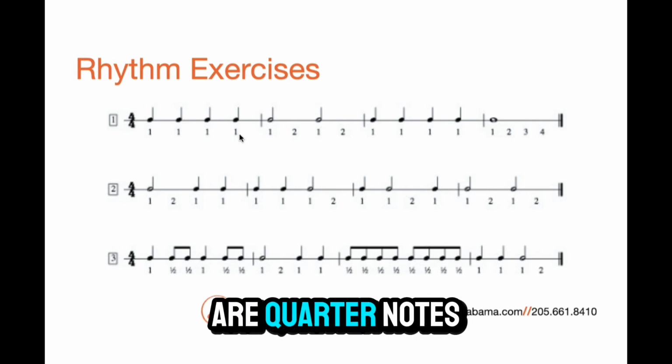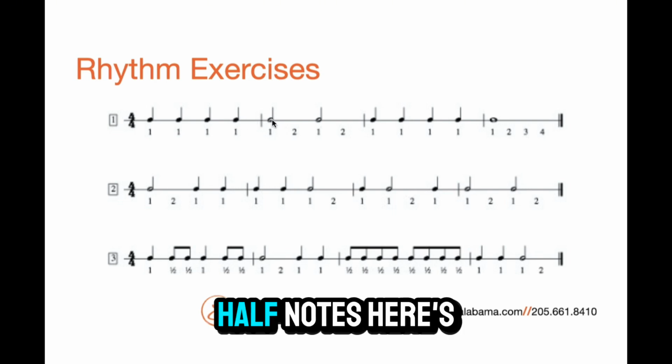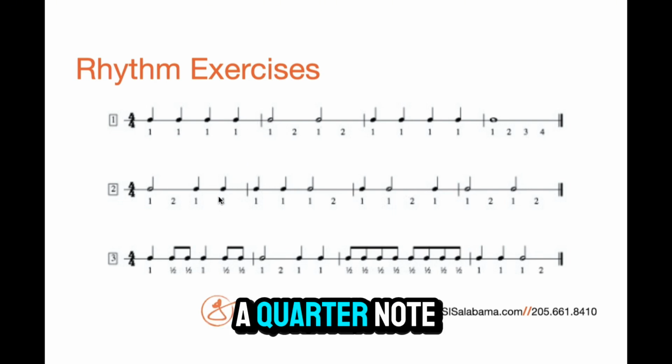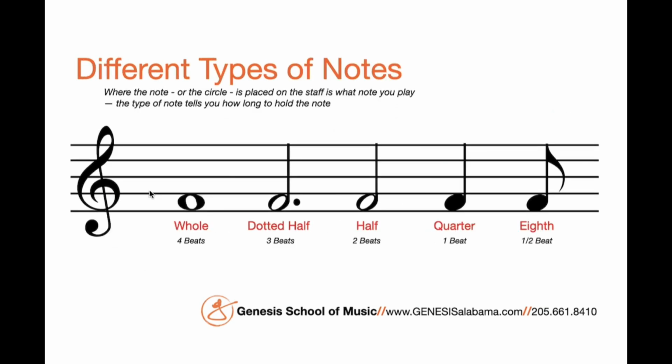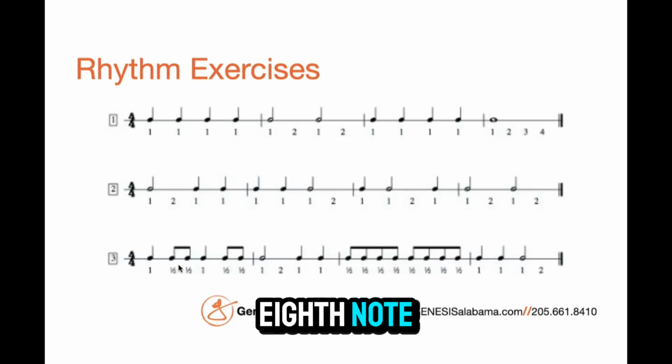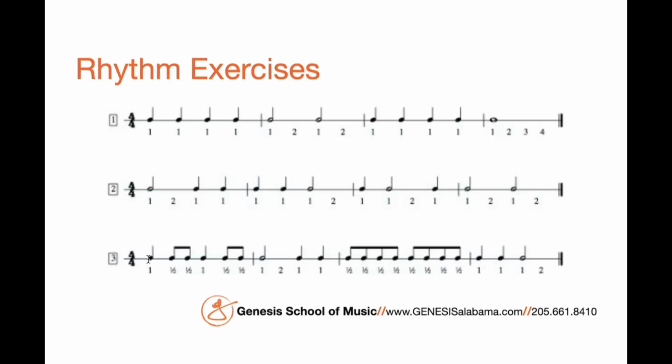So again, these are quarter notes, half notes. Here's a quarter note. There's a half note. How many beats does a half note get? 2. How many beats does a quarter note get? 1. Let's add the 8th note. So we're going to count it like 1, 2, and 3, 4, and 1. So let's count this together.